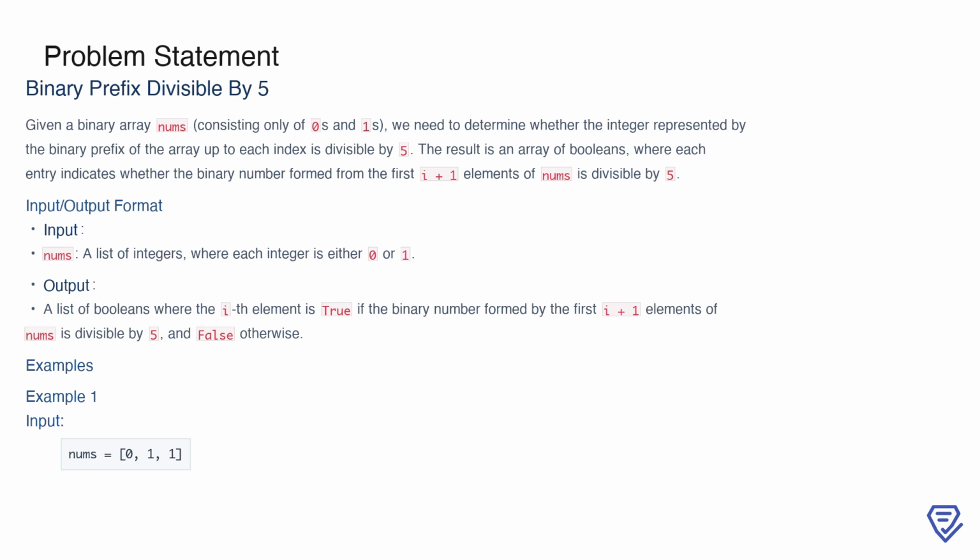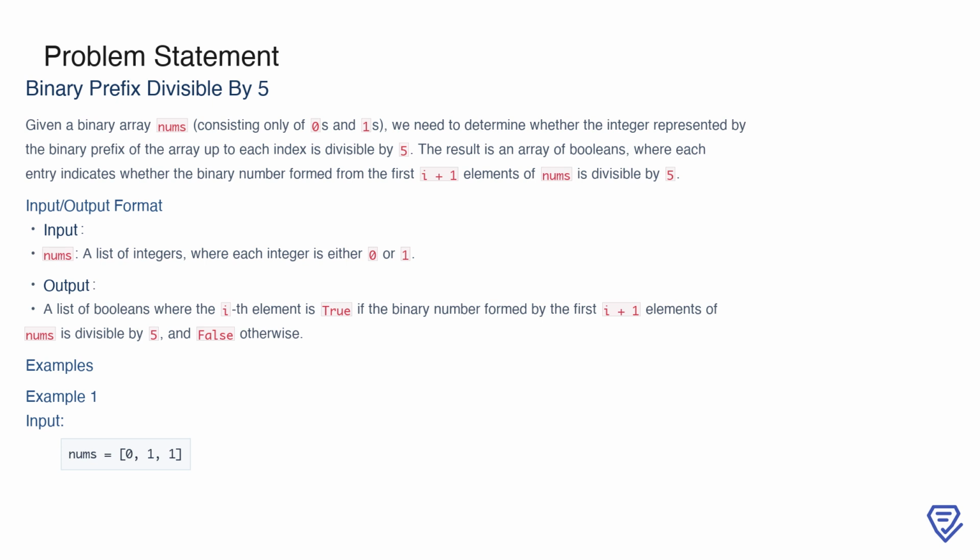In this problem, we are given a binary array called nums, where each element can only be 0 or 1. Our task is to determine, for each index in the array, whether the binary number formed by the prefix of the array up to that index is divisible by 5. The result will be a new array of booleans, where each entry is true if the binary prefix is divisible by 5, and false otherwise. The input consists of the binary array nums, and the output is the boolean array indicating divisibility for each prefix.